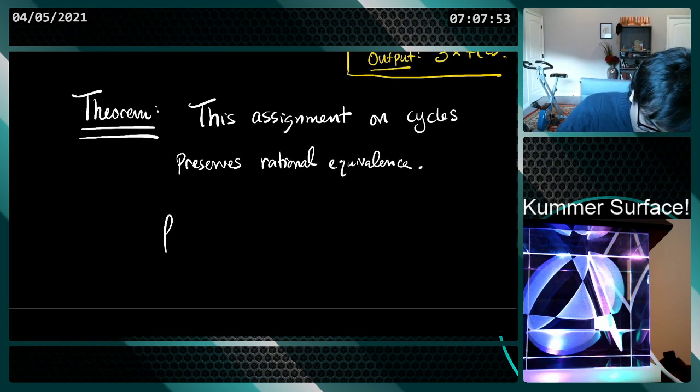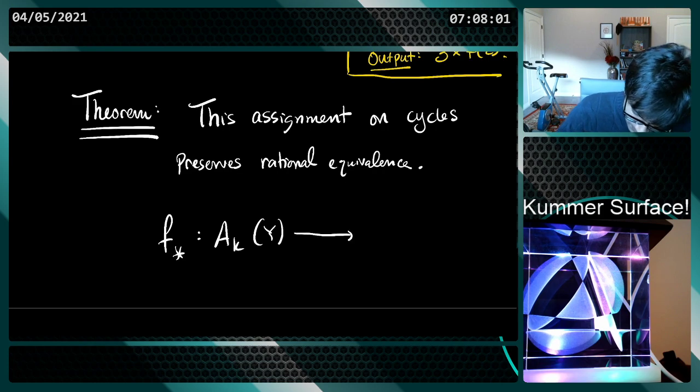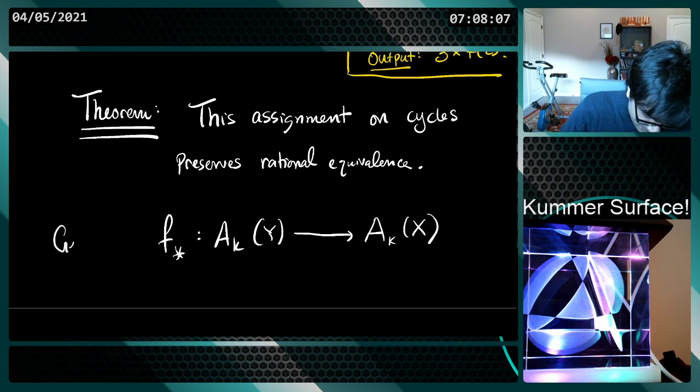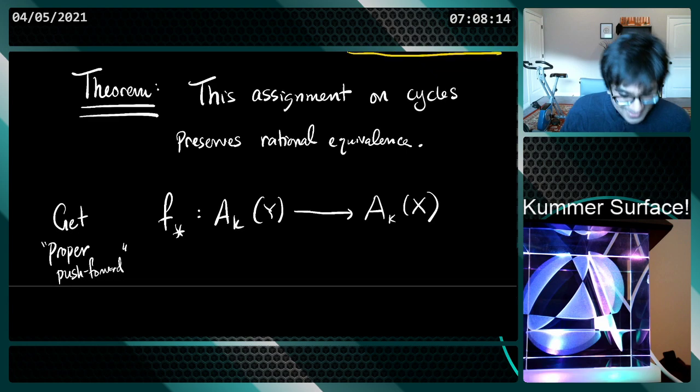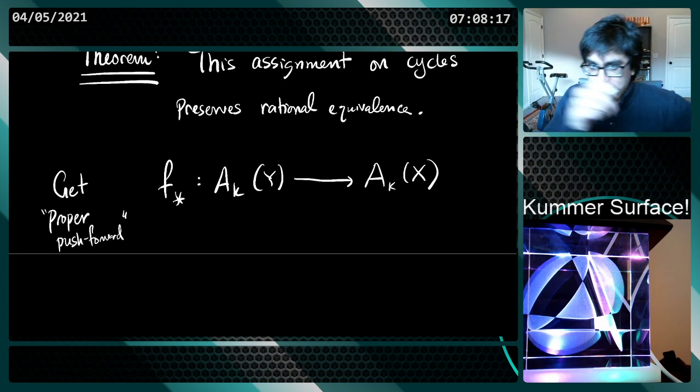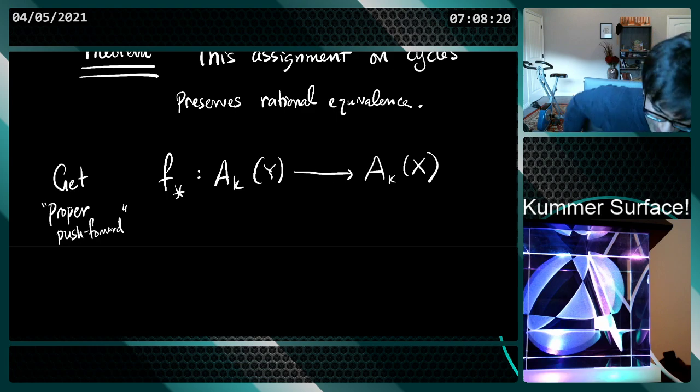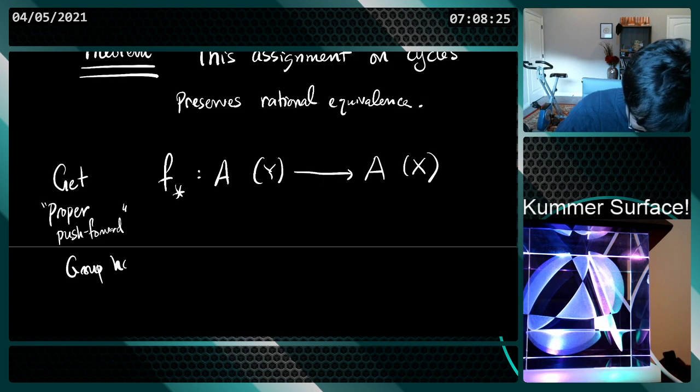Okay, and so we get a push forward map on the level of Chow, called proper push forward. And it's just for all K. I mean, it's on the whole Chow. This is a group homomorphism. Not a ring homomorphism.